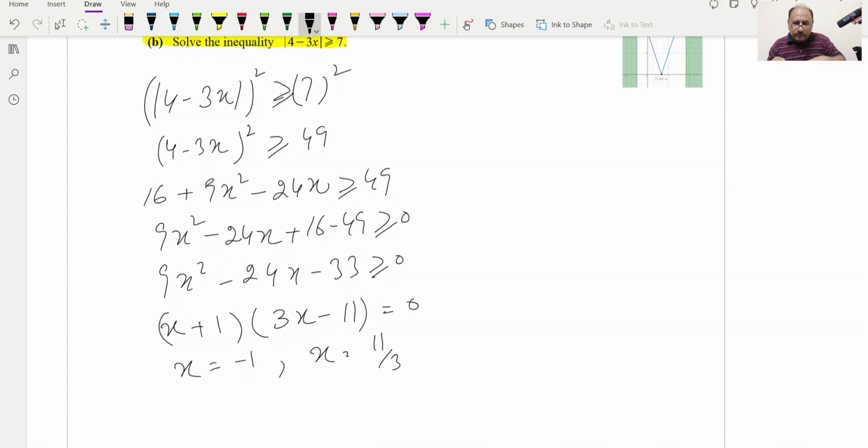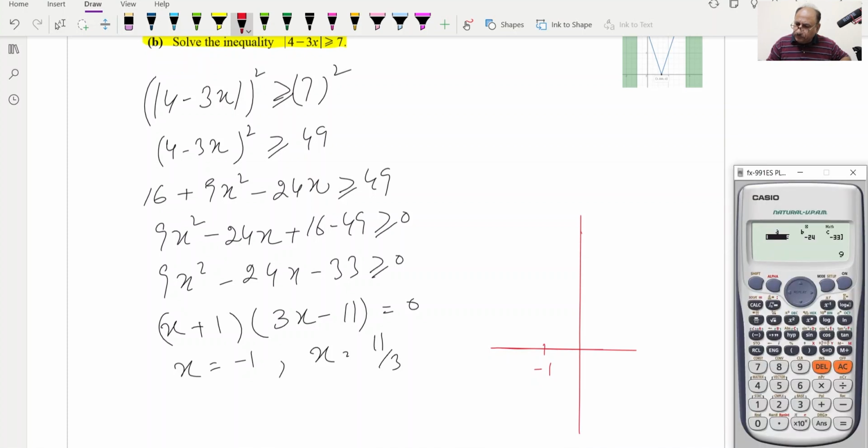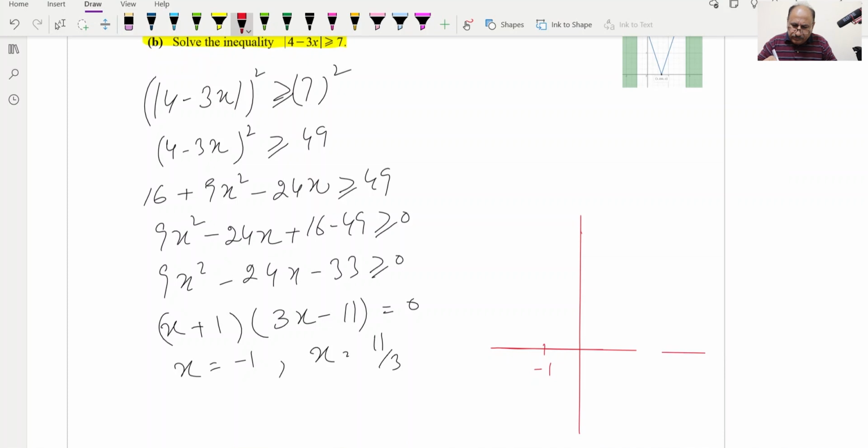Now we can check the quadratic graph. If we sketch this quadratic graph, it will be easier. We take minus 1 over here, and 11 by 3, which is equal to 3.6 recurring. If we take 1, 2 and 3, then 3.6 recurring we can take over here, and we can sketch the graph.